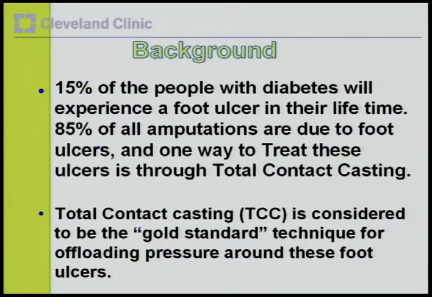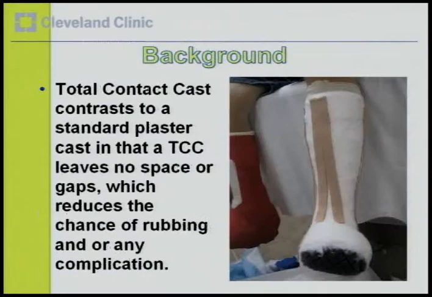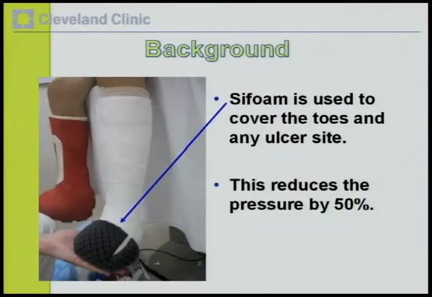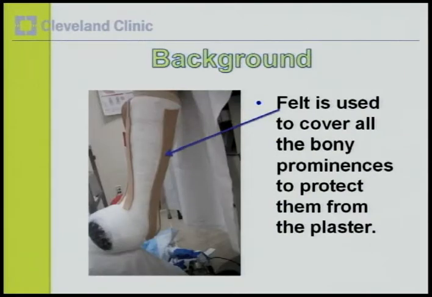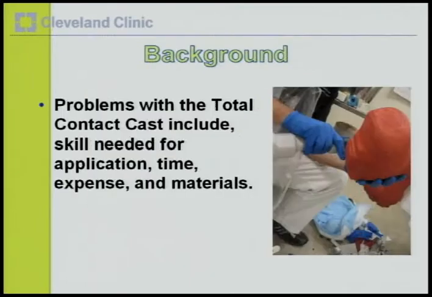total contact casting. Total contact casting is considered to be the gold standard technique for offloading pressures around these foot ulcers. A total contact cast contrasts to a standard plaster cast in that a total contact cast leaves no space or gaps, which reduces the chance of rubbing and/or any complication. Foam is used to cover the toes and any ulcer site. This reduces the pressure by 50%. Felt is used to cover all of the bony prominences to protect them from the plaster.